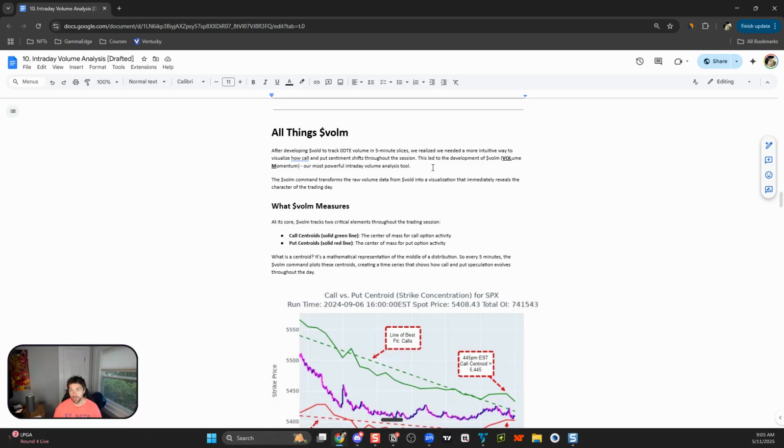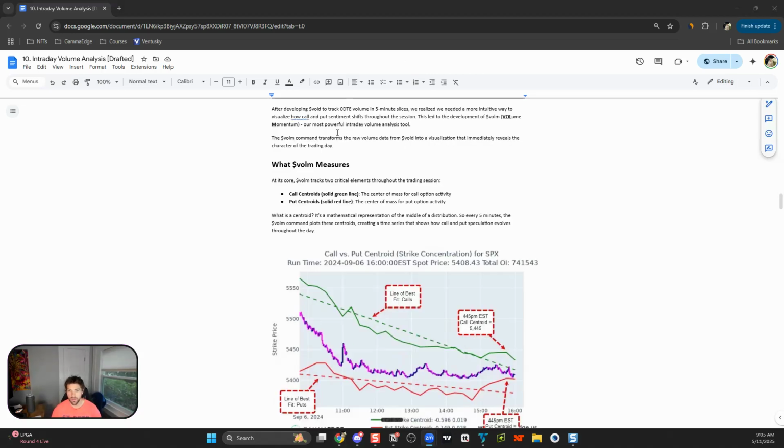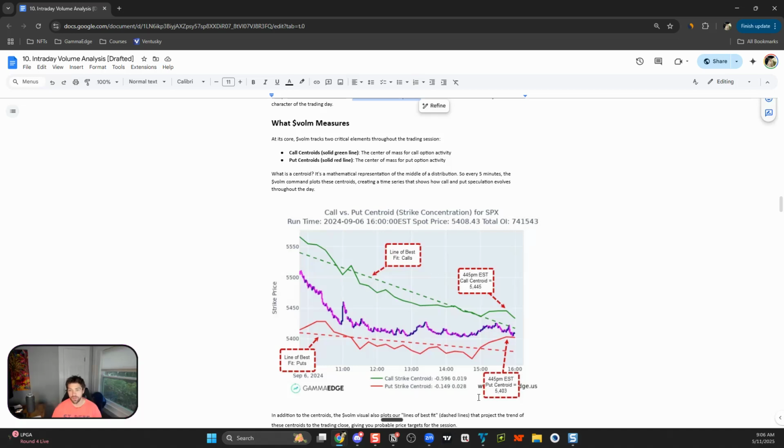So again, this led us to vol M, which stands for volume momentum. Again, this takes the raw volume data from vol D and transforms it into a visualization that reveals the character of the trading day, which gets us to this visualization down here. This is vol M. And specifically, vol M tracks two critical elements, the call centroid and the put centroid.